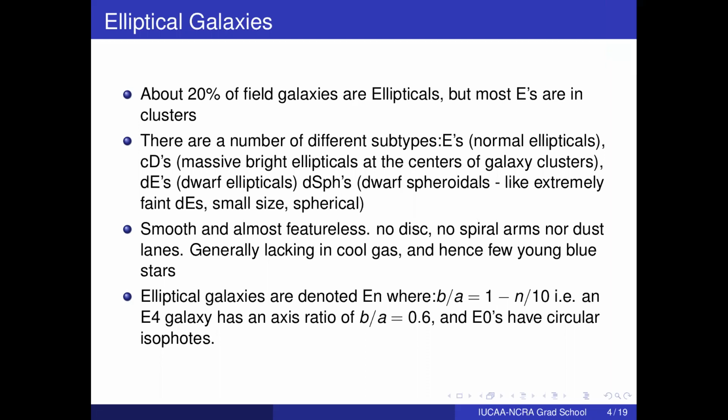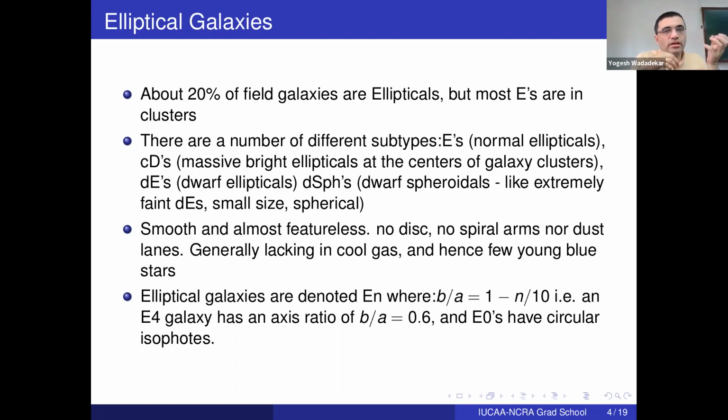What is common to all elliptical galaxies is that they are completely smooth and featureless, as we saw in the image. There is no disk. There's no second component, just a single three-dimensional component. There are no spiral arms visible. There are no dust lanes visible. And they are generally lacking in cool gas. As you have probably learned in an earlier course, molecular gas, cold gas, is a prerequisite for the formation of stars in galaxies. Since there is very little cool gas in ellipticals, there are very few young blue stars. That's why the color is yellowish, reddish. There are no blue stars.